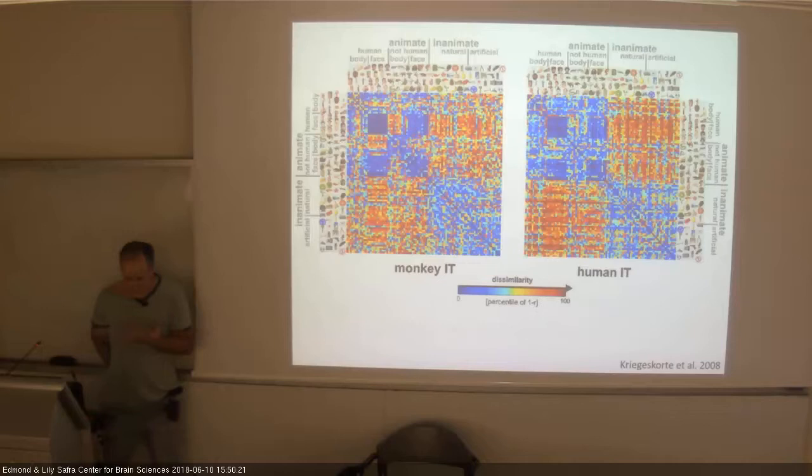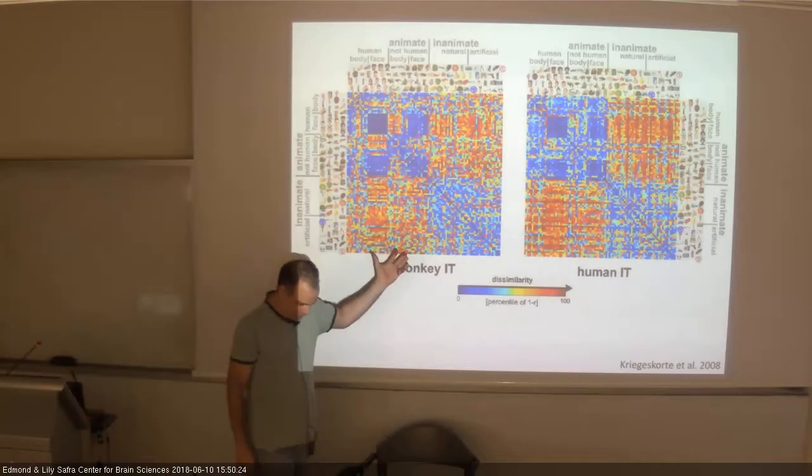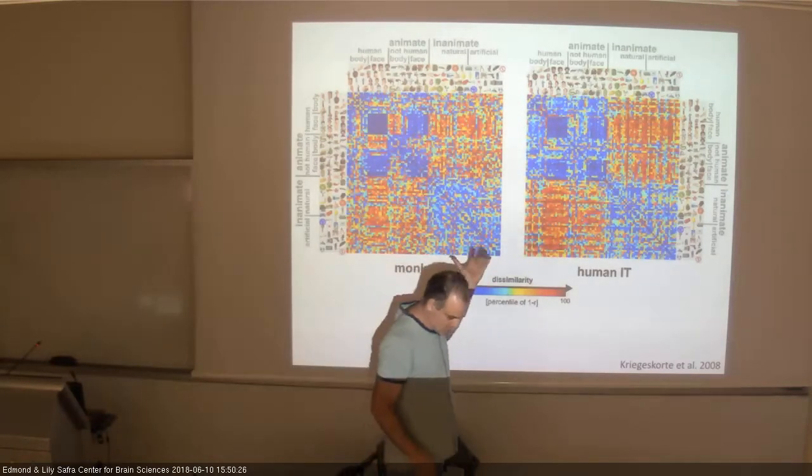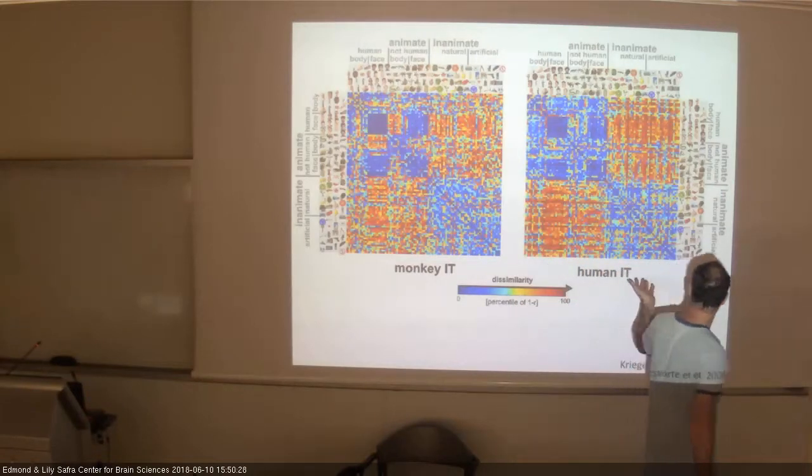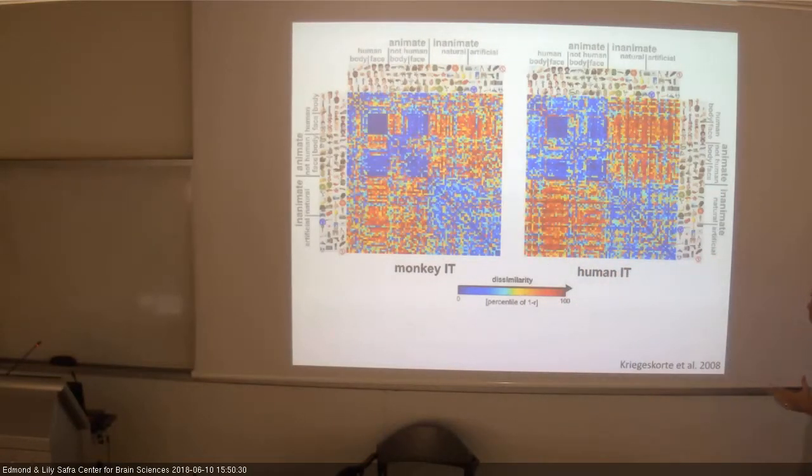And they created this kind of 1 minus R dissimilarity matrix for each one of the data sets. What's nice about it is, first of all, by its own, if you only take the human, you can already see that picking up those voxels in the inferior temporal cortex, you have some kind of structure. Okay, you have, like we said, an initial animate division.